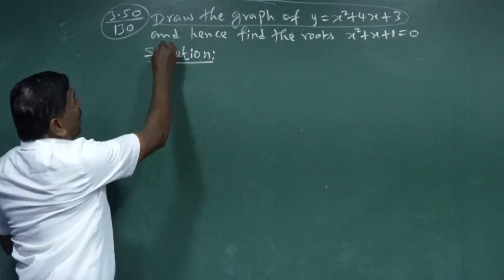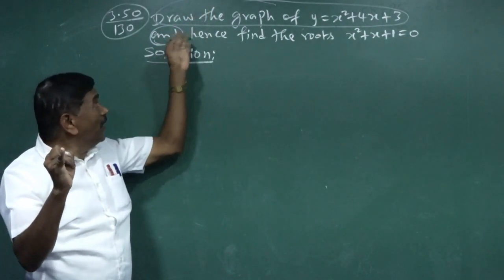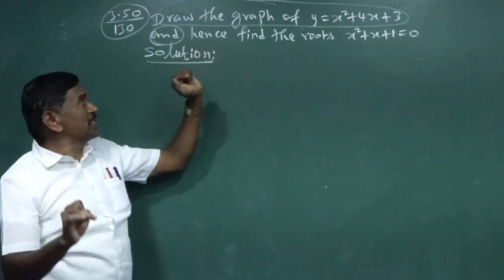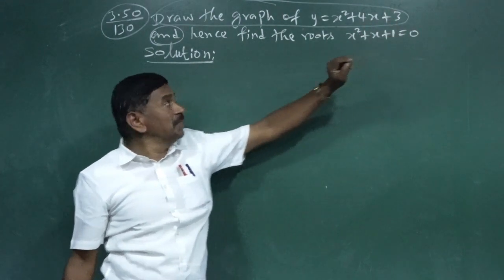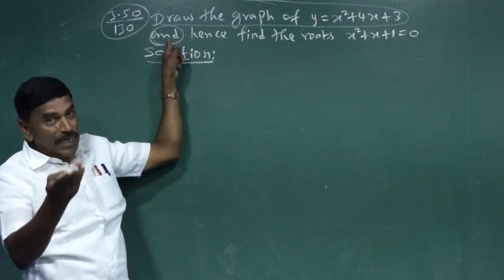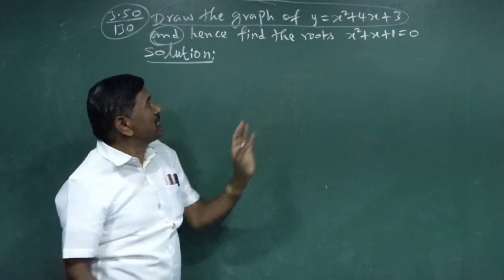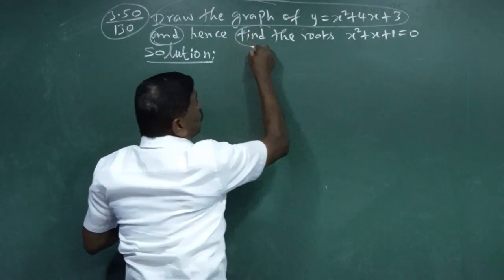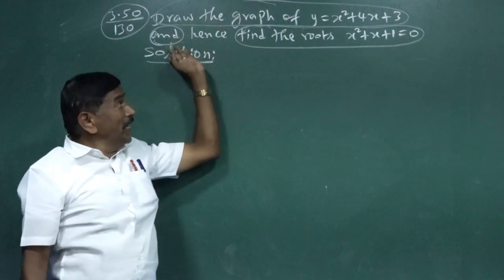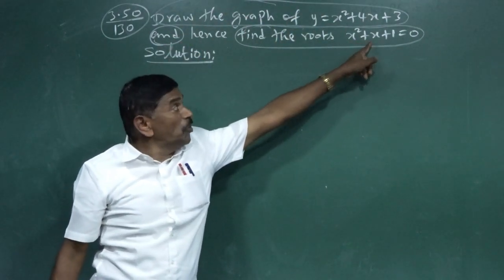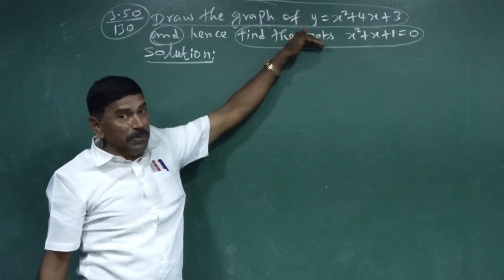And hence, where "and" is a conjunction, which means before "and" there is step 1 and after it there is step 2. So there are 2 steps. First, draw the graph of y is equal to x square plus 4x plus 3. Second, and hence find the roots of the equation. So we want to find the roots of this equation.